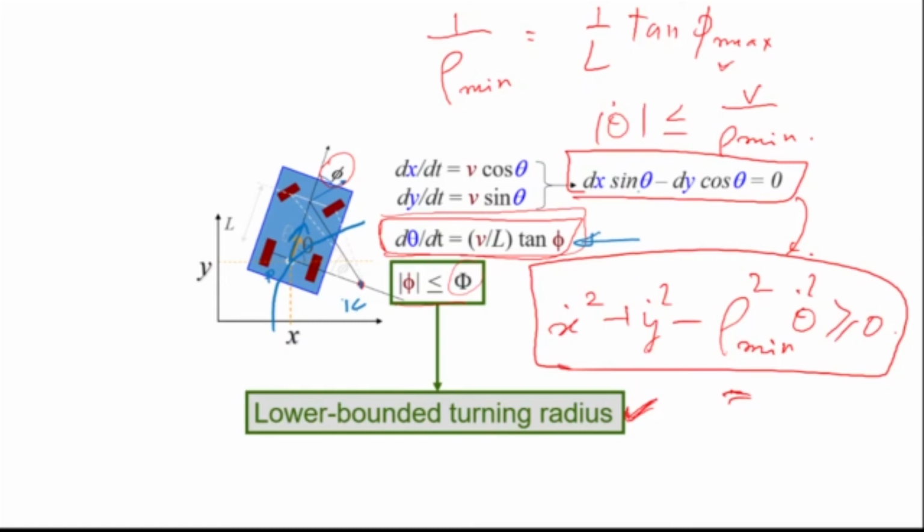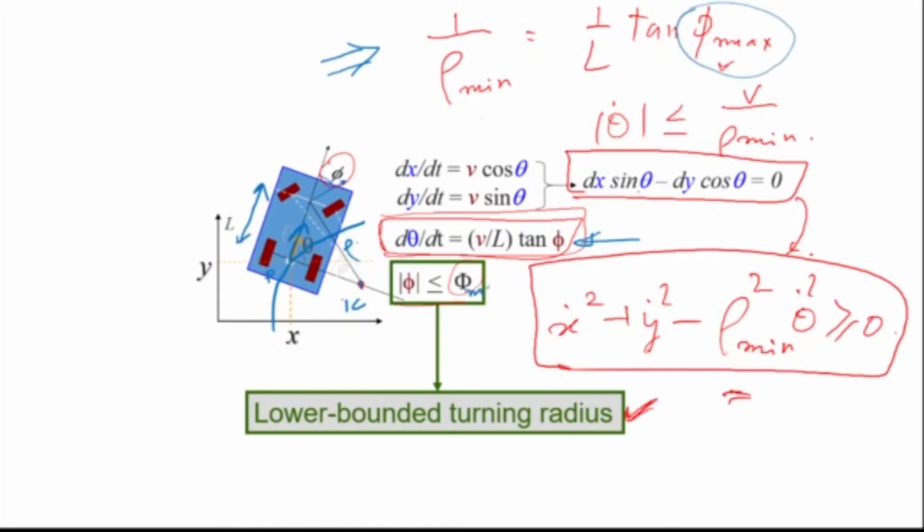If this is my rho, the radius to the instantaneous center of rotation, then 1 by rho minimum is equal to 1 by L tan phi max. What is L? L is the distance between these two wheels, and phi max is the maximum turning angle.